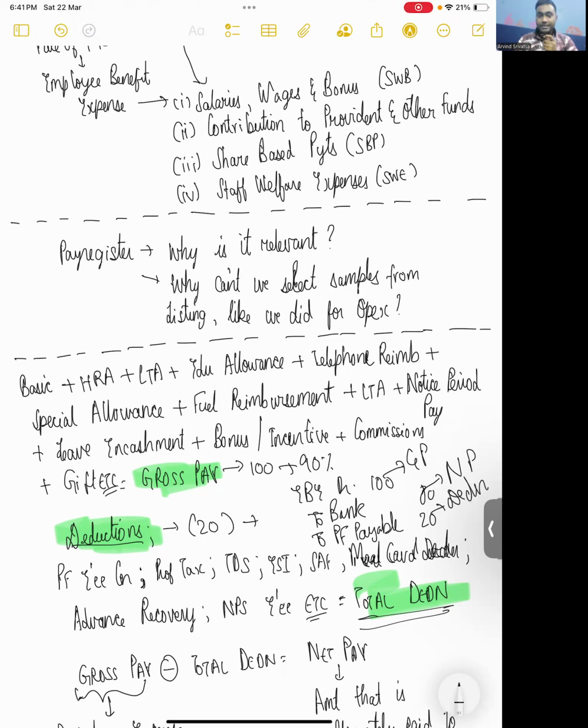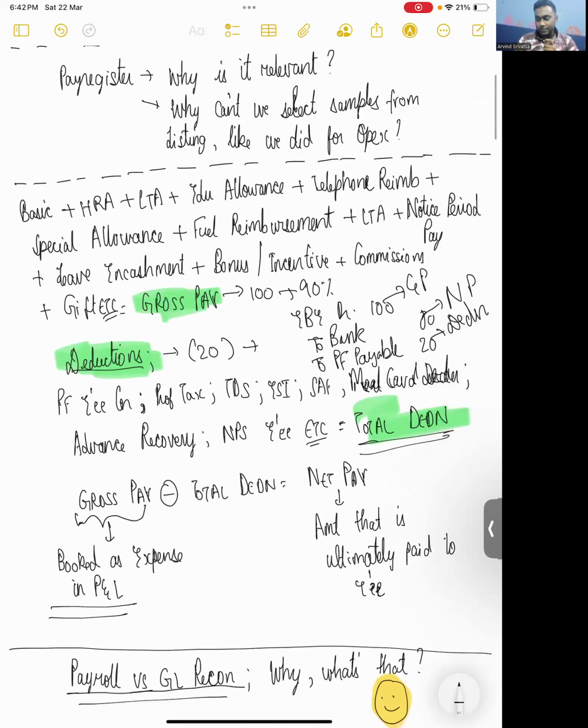So deductions are basically any recoveries from your gross pay. Deductions are items that reduce your gross pay and make it into a lesser number. And ultimately, the lesser number which the gross pay turns into is your net pay. So I think this is how I can simply explain this. I've summarized it below, saying gross pay is the amount that is booked as an expense, and your net pay is the amount that is ultimately paid to the employee, the amount which gets credited to your account every month.